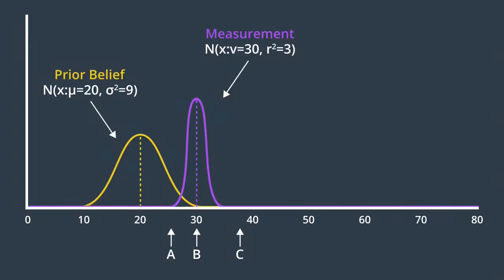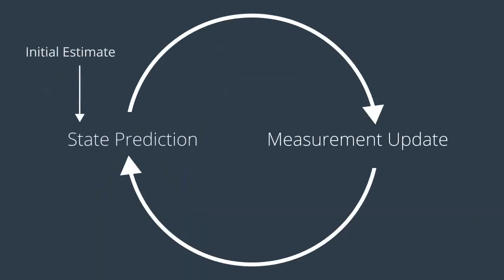The new belief would have a mean somewhere in between the 2 Gaussians, since it is combining information from both of them. But where? What do you think? Would it lie precisely in the middle, or would it lie closer to one of the curves? Well, since the measurement update is more certain, the new mean will lie closer to the measurement update. Let's begin our Kalman filter implementation with the measurement update.